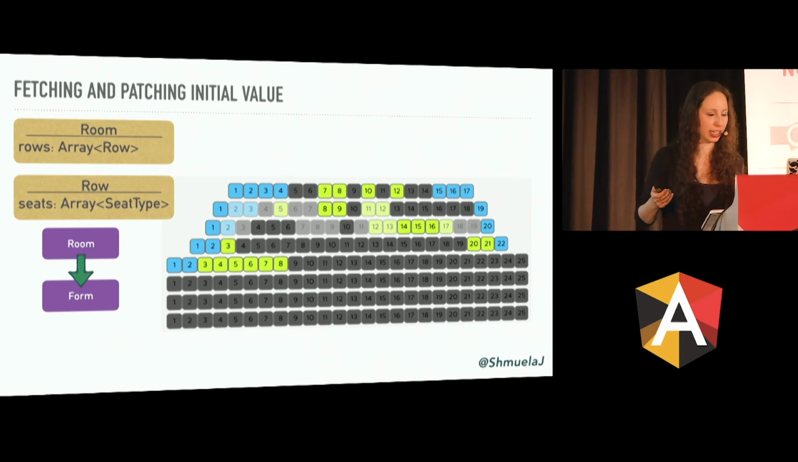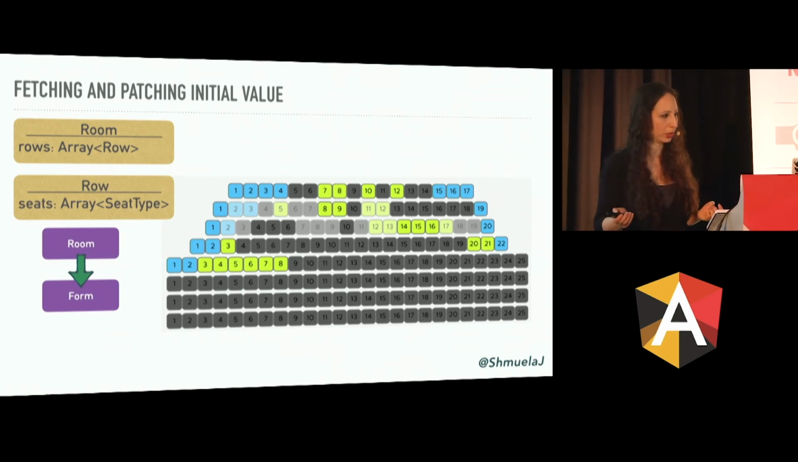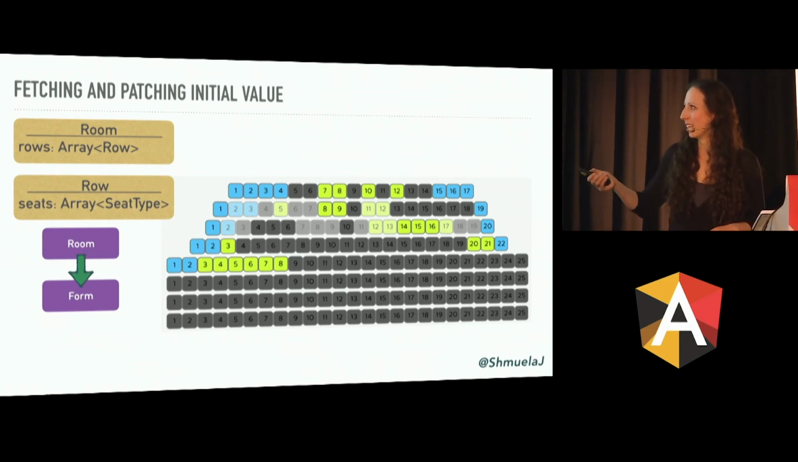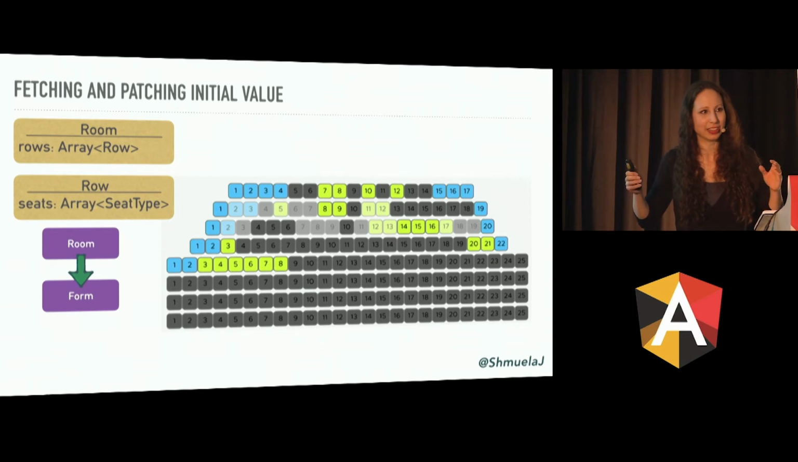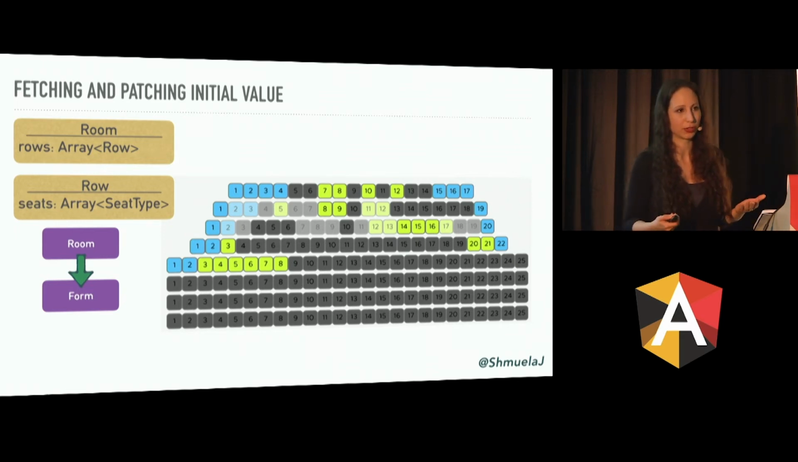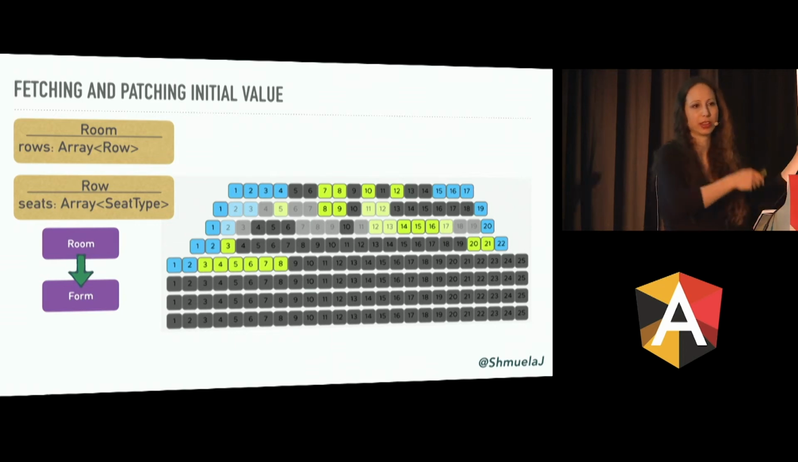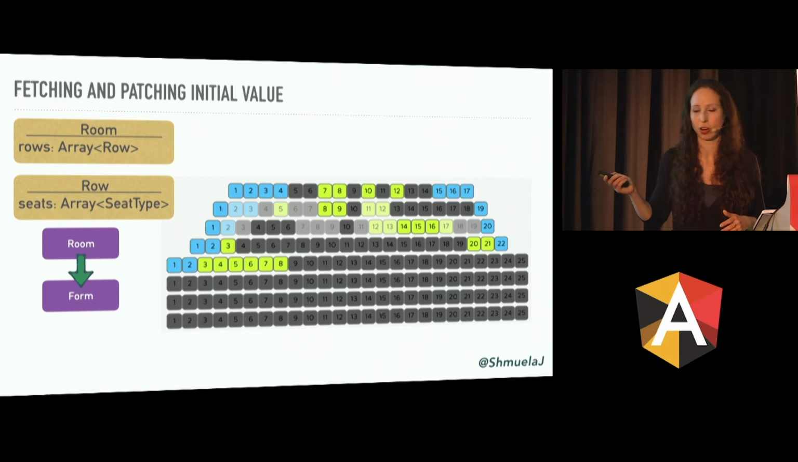Okay, so how do we fetch the initial value, and what do we do with that? This may not be exactly how it is in the code. It's a real simplification, but we get the data about the room that has the rows, which is an array, and each row is an array of seats. And the information that we get from the server is the seat type, which is actually an ID, and the seat types come with a different call.